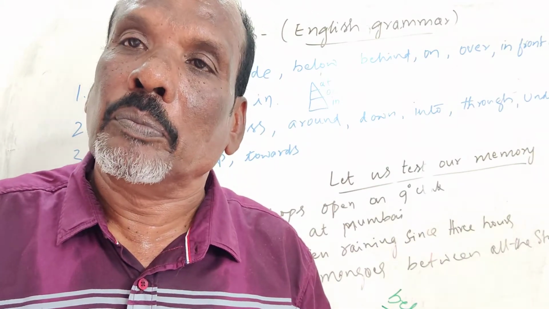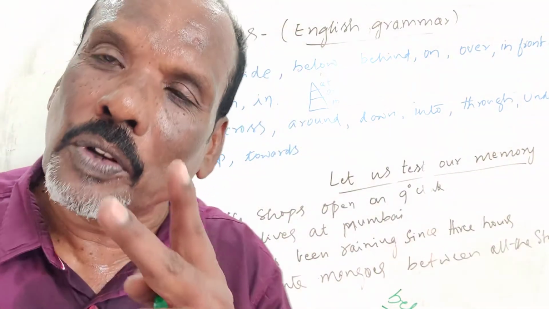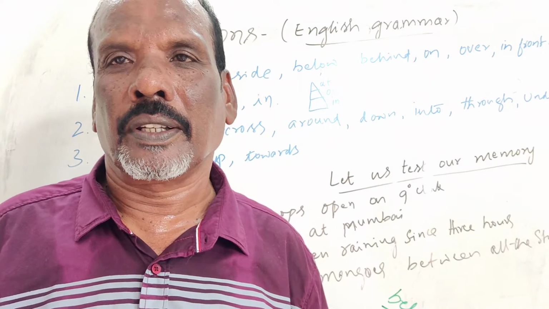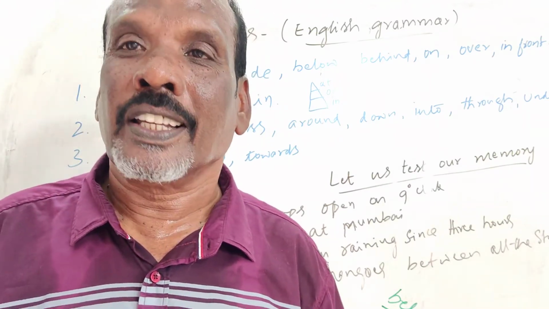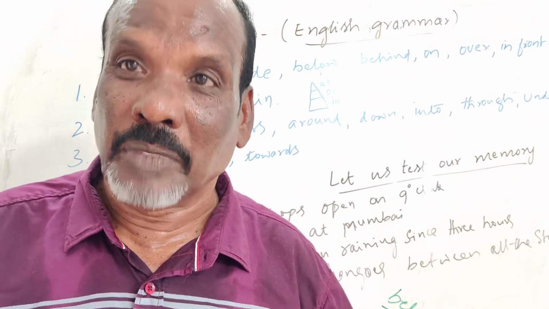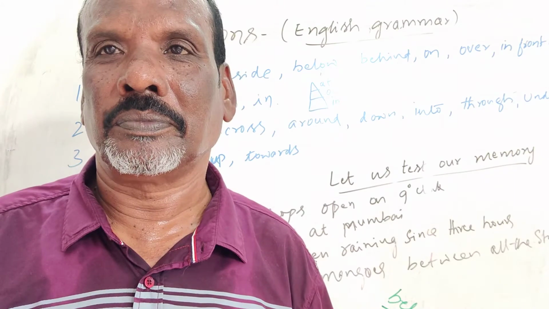If there are more than 2, we should use among. If there are only 2, we should use between. Ramu and Raghu shared a mango between them.